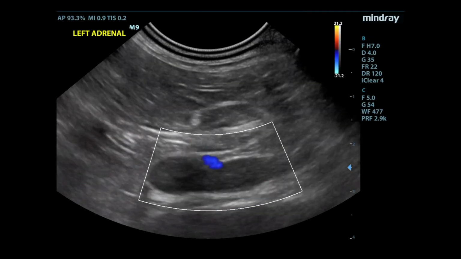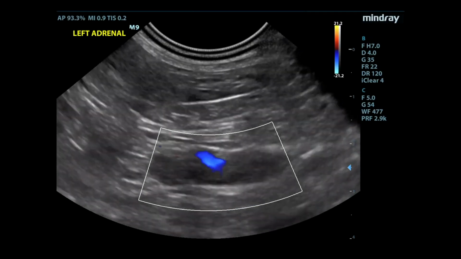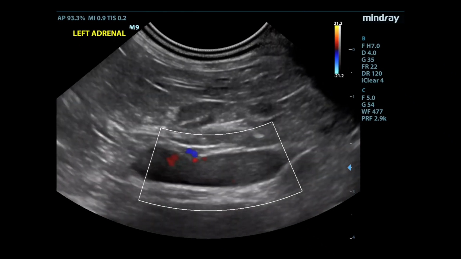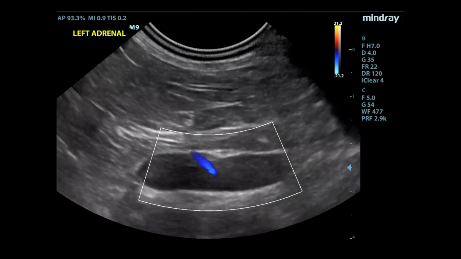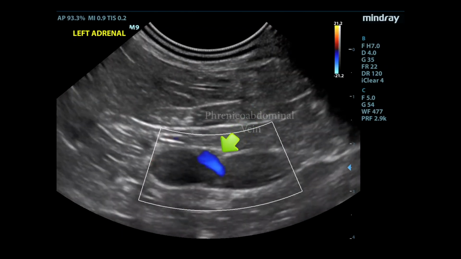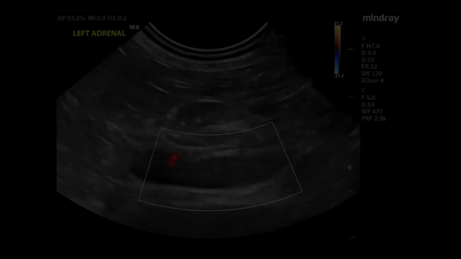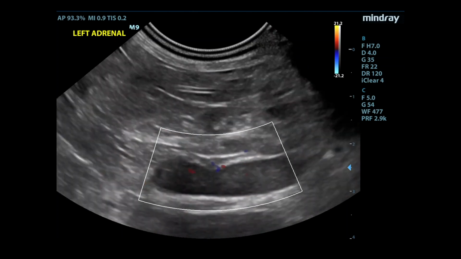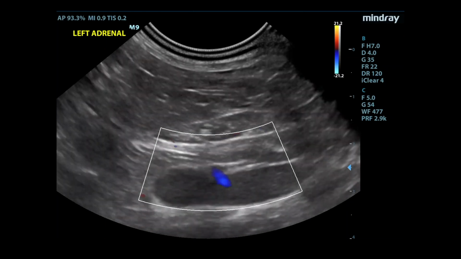A normal adrenal gland is usually hypoechoic and may be confused with a blood vessel. Remember that blood vessels should be anechoic. The phrenico-abdominal artery and vein will be in the center of the left adrenal gland. If color flow Doppler is used, the adrenal gland does not show color, but the phrenico-abdominal artery and vein will show color at the center of the left adrenal gland.